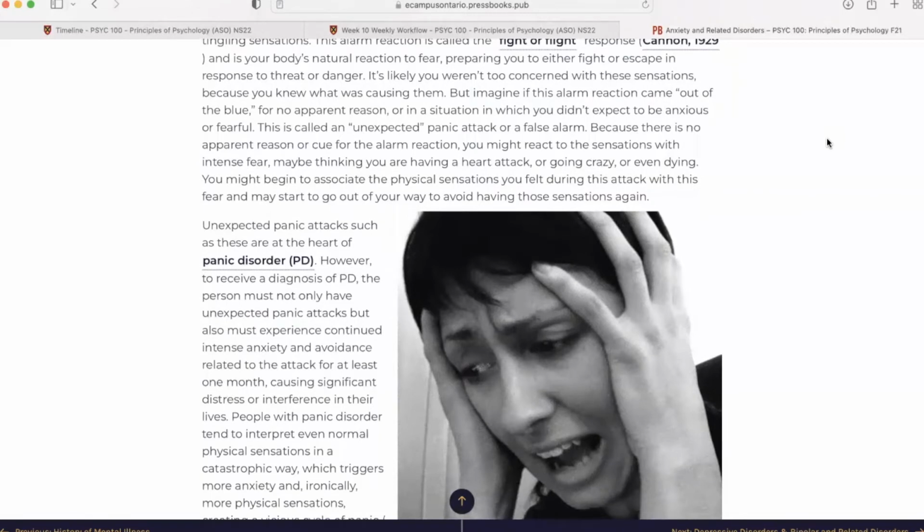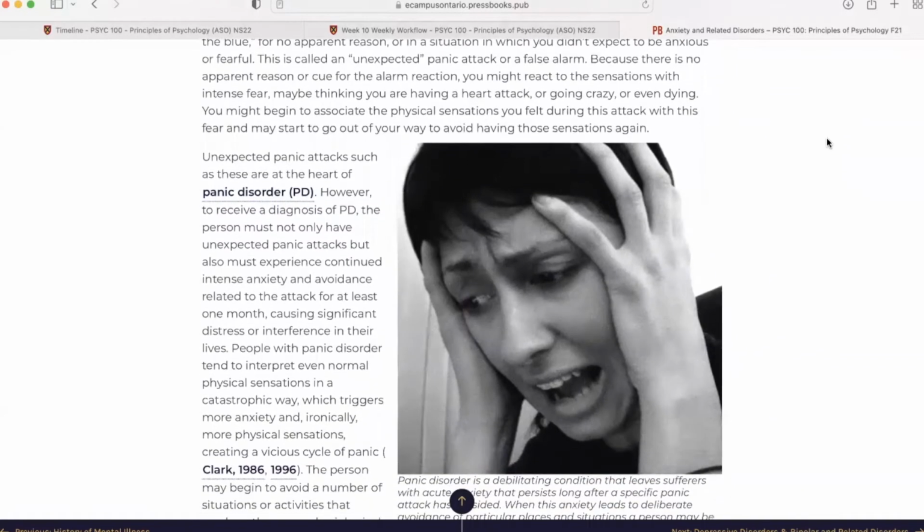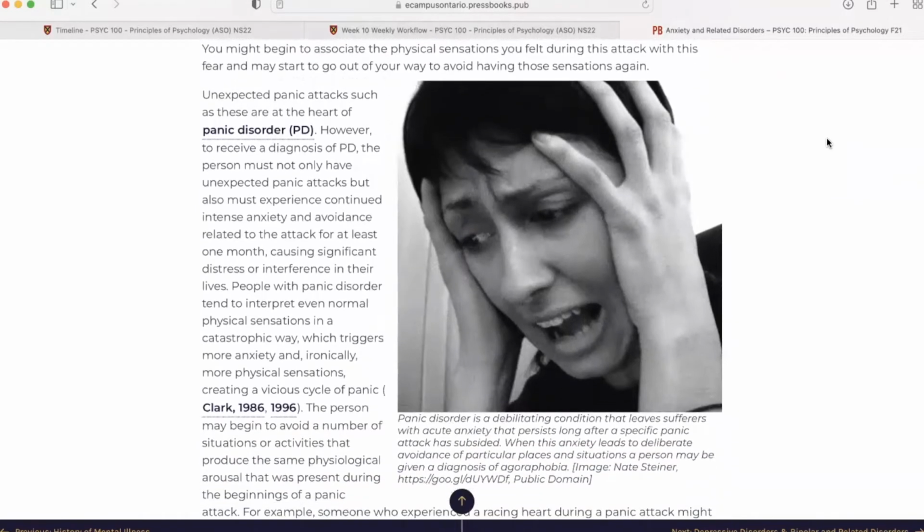Because there is no apparent reason or cue for the alarm reaction, you might react to the sensations with intense fear, maybe thinking you are having a heart attack or going crazy or even dying. You might begin to associate the physical sensations you felt during this attack with this fear and may start to go out of your way to avoid having those sensations again.